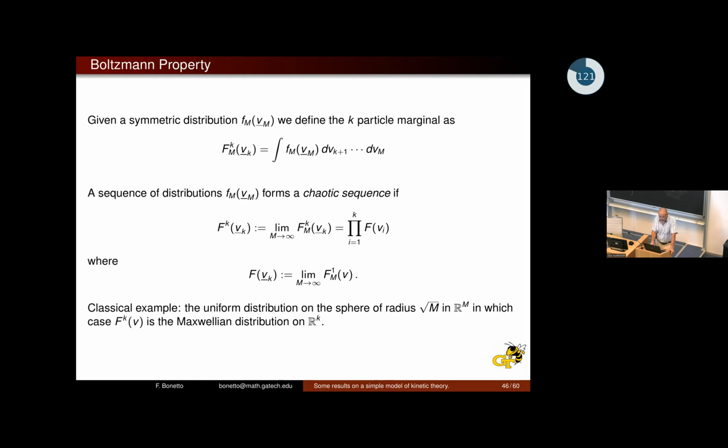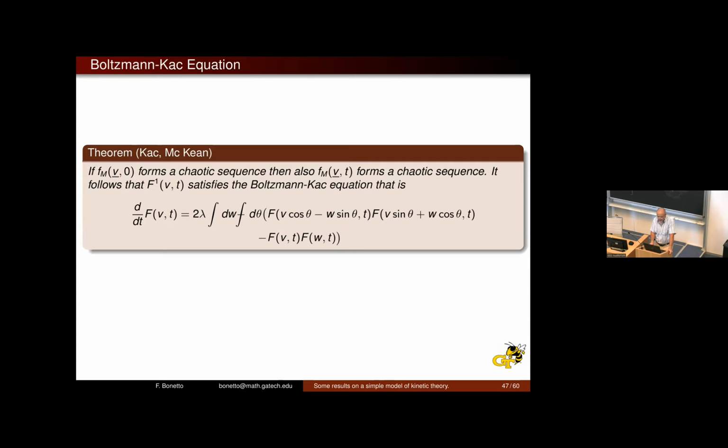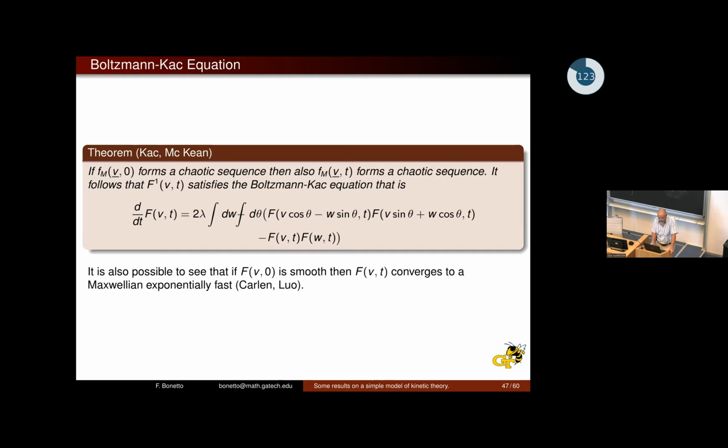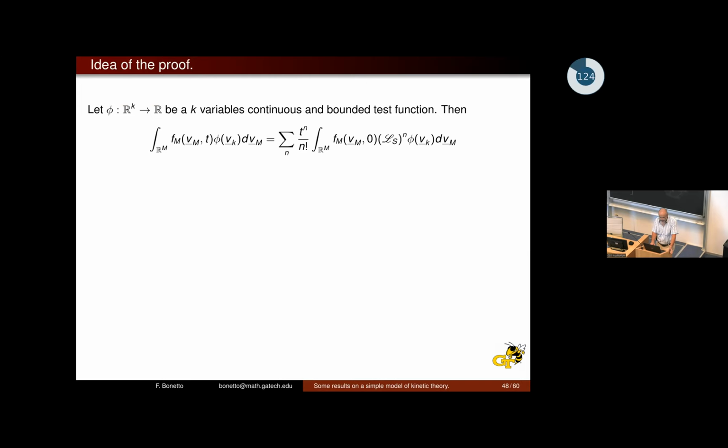And the classical example is the uniform distribution on a sphere. The uniform distribution on a sphere of radius square root of n, if you project it on k variables and let n go to infinity, you get the Maxwellian distribution on R^k. You can also show that this equation actually makes sense and converges to equilibrium exponentially, and a lot of nice things. And the idea of the proof is just based on a power series expansion.